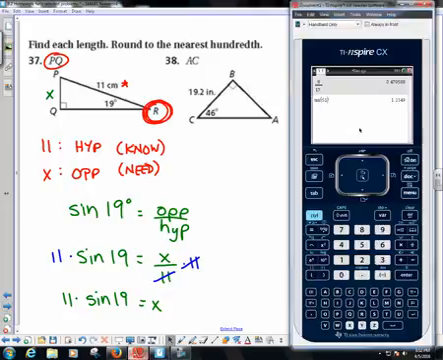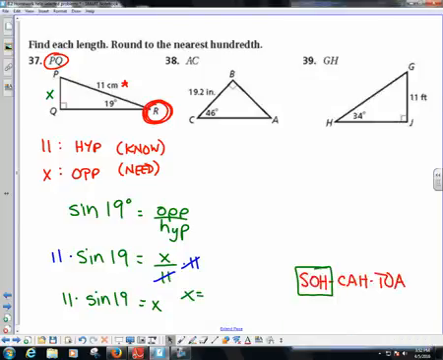All right, so I'm going to come to my calculator. I'm going to type in 11, and then I'm going to do sine of 19 degrees and hit enter. And so my final answer, rounded to the nearest hundredths, is 3.58. So in this particular case, X is approximately equal to 3.58. So we know in this particular case, PQ is approximately 3.58.